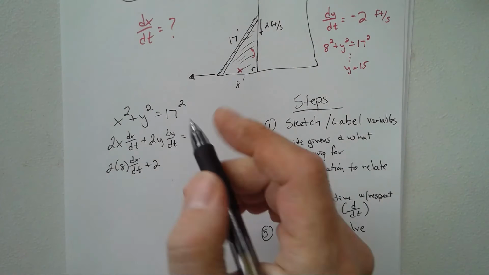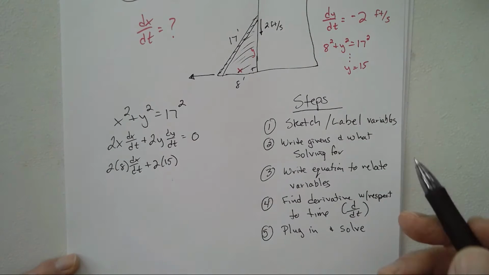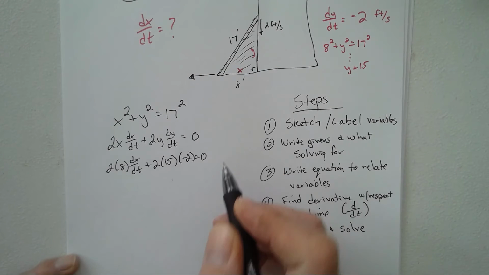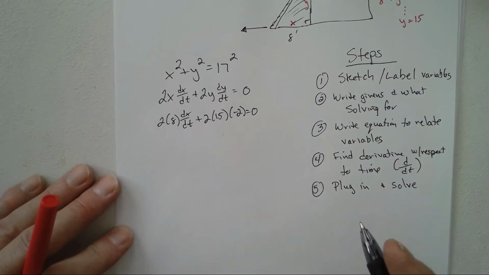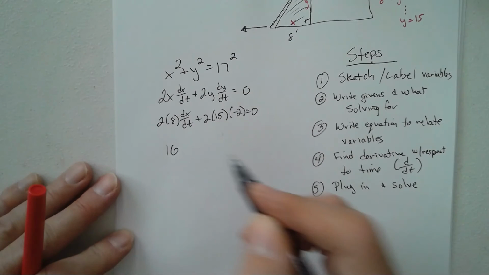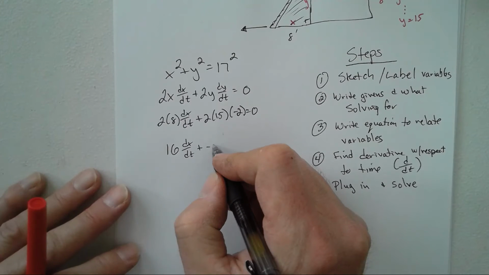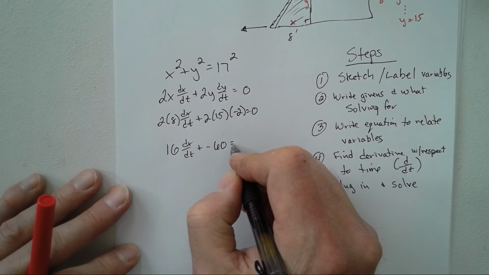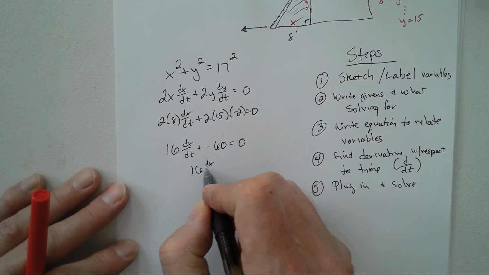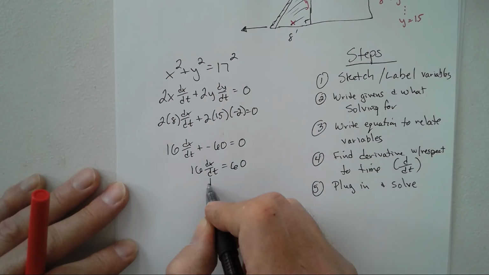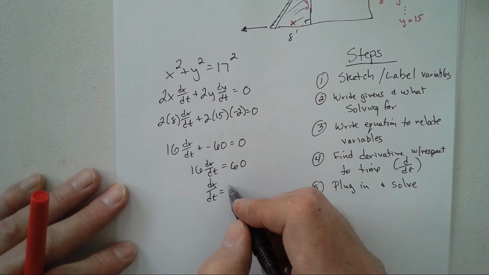So 15 dy/dt is -2, and we can solve for dx/dt. Now the rest is just algebra, so plug in and solve. 16 dx/dt minus 60 equals 0. 16 dx/dt equals 60, so dx/dt equals 30 over 8, 15 over 4. We'll call it 15 over 4.